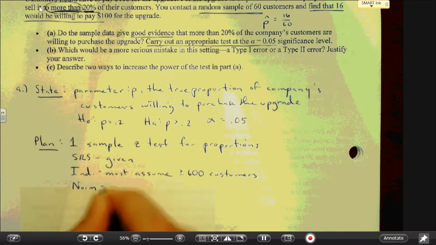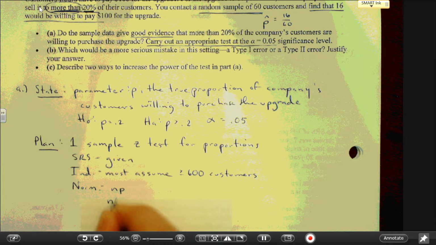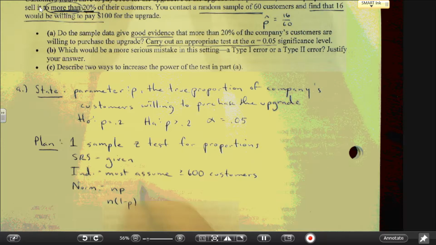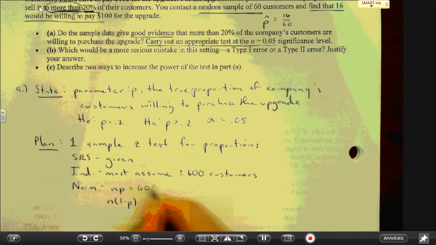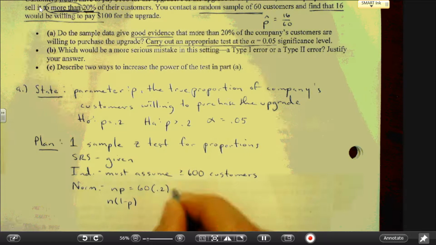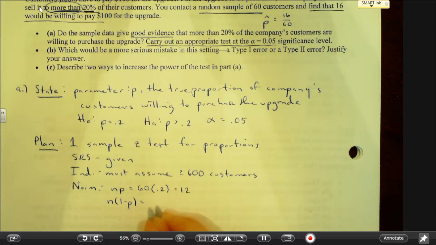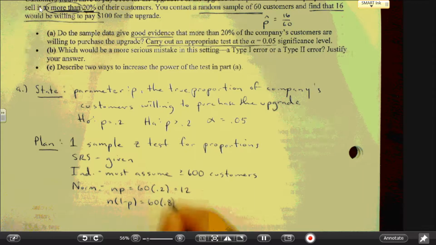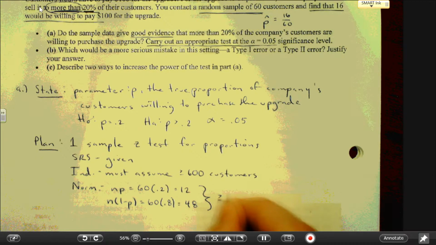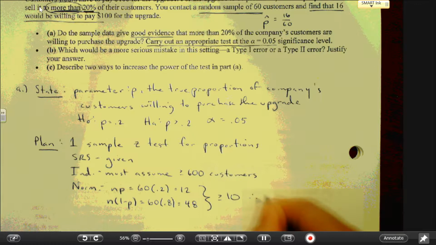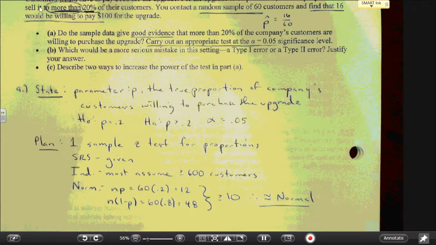For the normality condition, since this is a proportion problem, we're going to check n times p and n times 1 minus p. Now when we look at this here, notice it's p, not p hat. So my sample is 60, but I'm going to multiply that by 0.2 because that's the claimed proportion. And when we do that, we get 12. And when we do 60 times 1 minus 0.2, or times 0.8, we get 48. We know that both of these are greater than or equal to 10, therefore approximately normal. Don't lose points because you forget to state what that check tells us there.